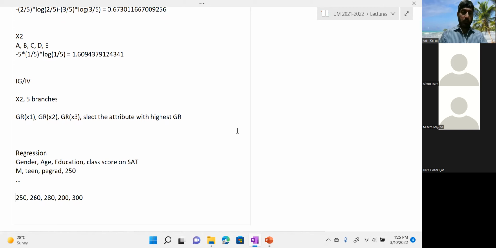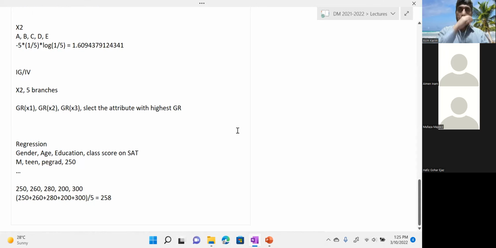OK, let's take the mean of this. 250 plus 260 plus 280 plus 200 plus 300 divided by 5. So 258 is the mean. So now maybe you can use the sum of squared error as a criterion.